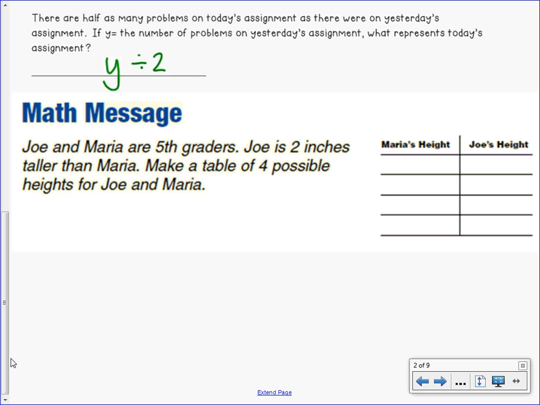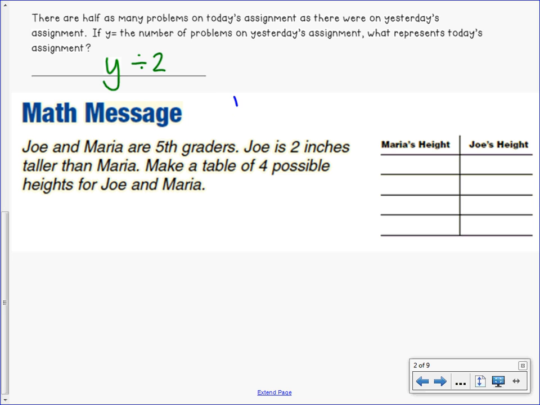Okay, so Joe and Maria are 5th graders. Joe is always 2 inches taller than Maria. We want to know possible heights for Joe and Maria. What's a number sentence that we could use to figure out how tall Joe and Maria could be? Carter, what do you think? You want like the ones that we just did? Yep. So yeah, you could be Joe.